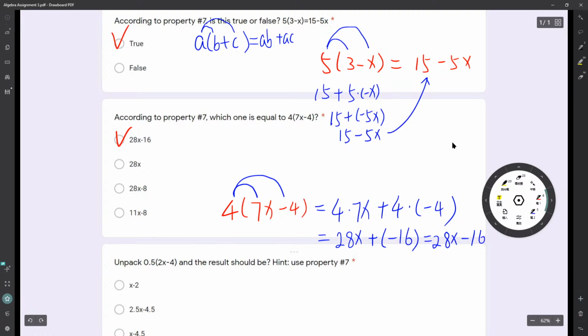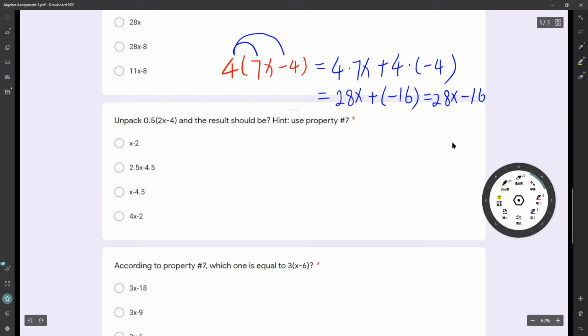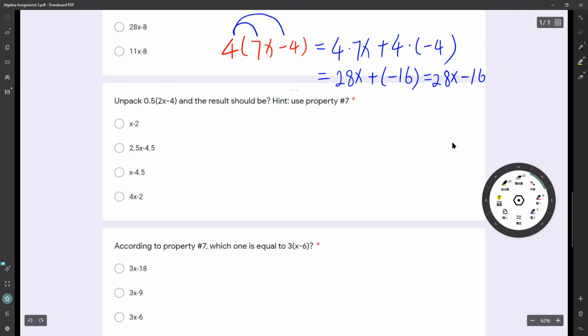So we are going to use this property number 7 a lot. We need to be familiar with this property. And next, unpack again.